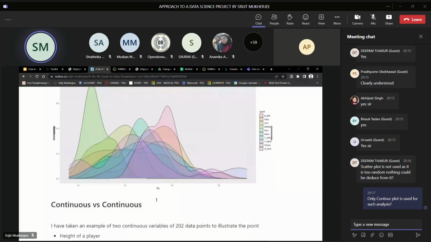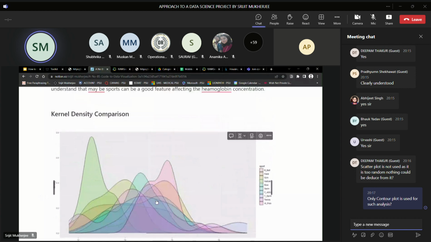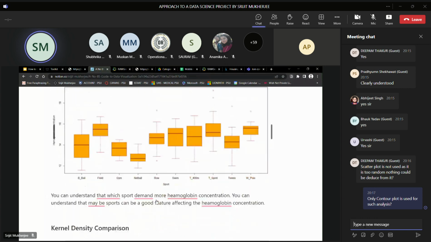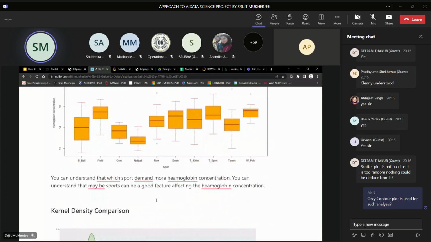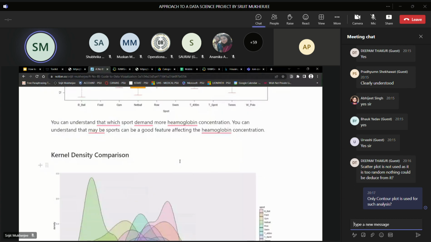So these are the basic things you can understand for categorical versus continuous. You can do the grouped box plot and kernel density comparison, and you can get all the information out there. It's a good way to understand the data set. You don't need to do all the data visualizations; you can do the small things to understand what's happening. That's it. Simple stuff.